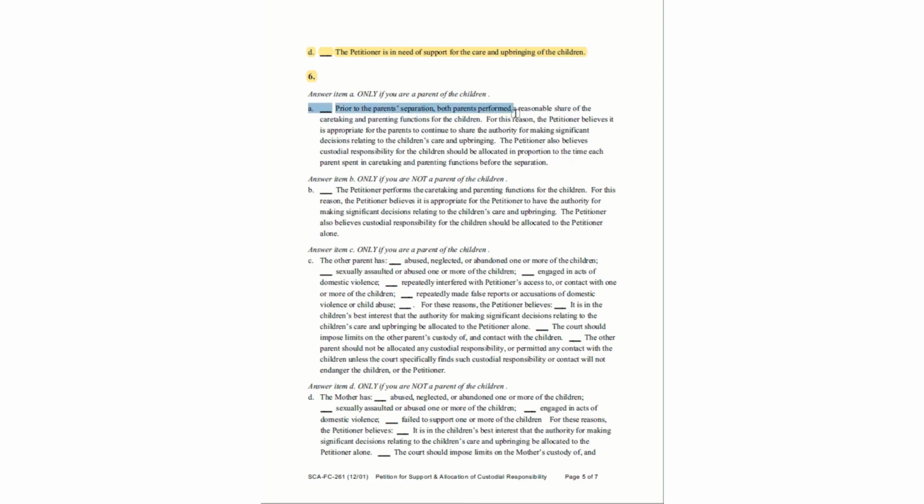Question A is a question that you should fill out if you're a parent of the children and you're filing this petition. It basically says that both parents performed a reasonable share of making decisions for the kids and that should continue in a custody order. It also says the petitioner believes that custody responsibility and time should be allocated based on the amount of time parents spent caretaking before the parties separated.